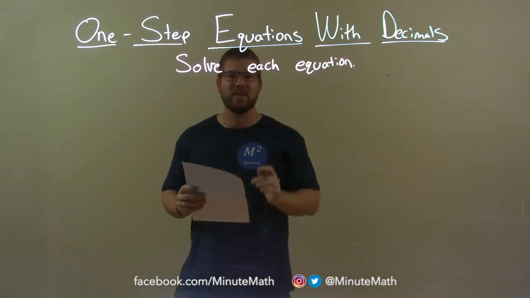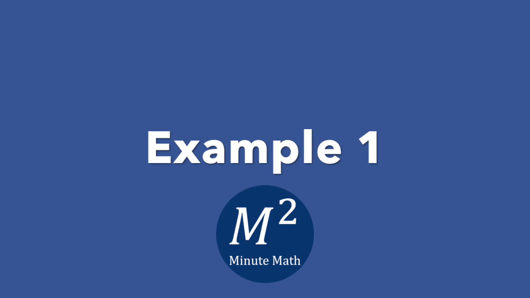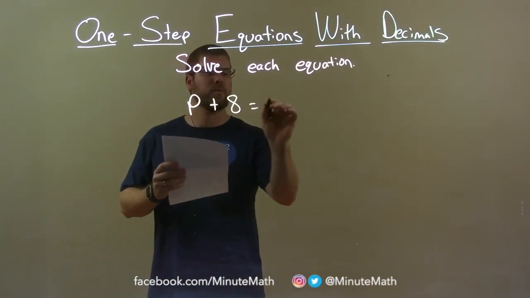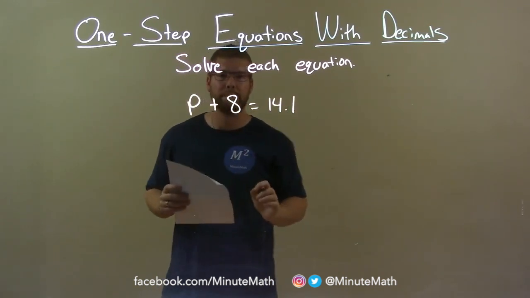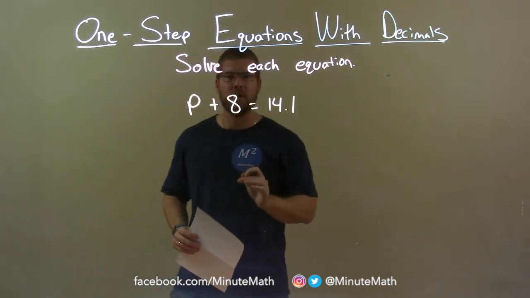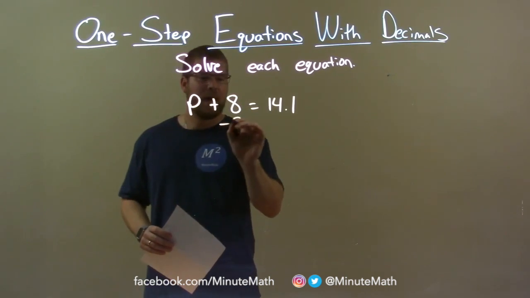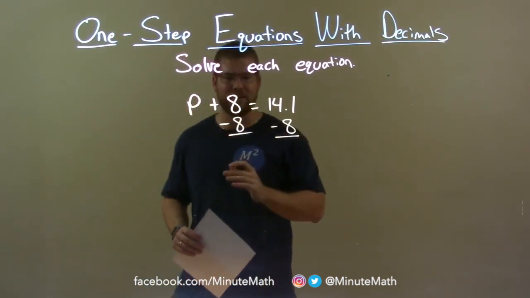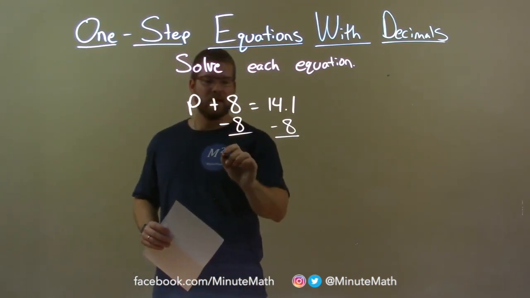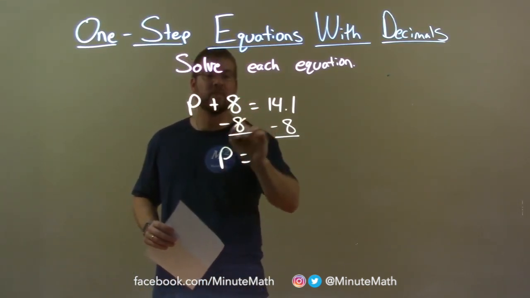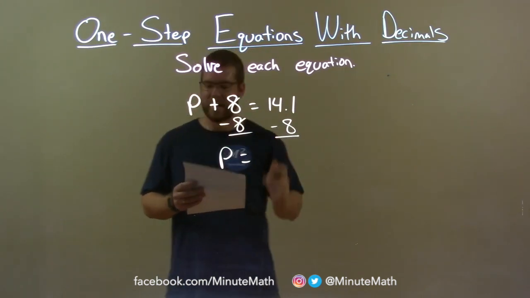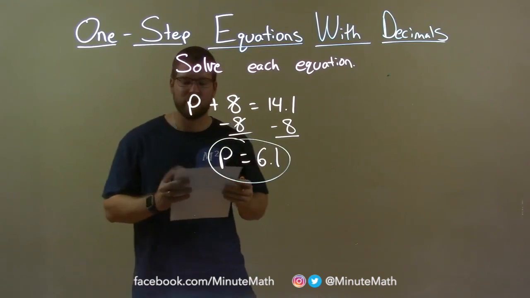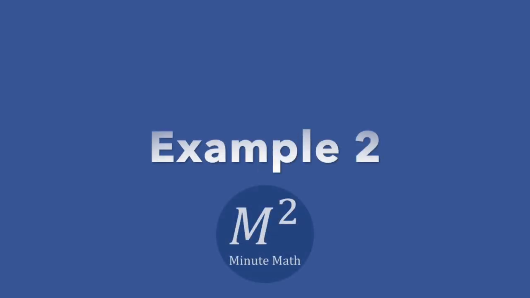If I was given this equation, p plus 8 equals 14.1. I want to get p by itself here, so to do that, I need to subtract 8 from both sides. Now I have p by itself. The 8s will cancel, and 14.1 minus 8 is 6.1. So my final answer here is just 6.1.